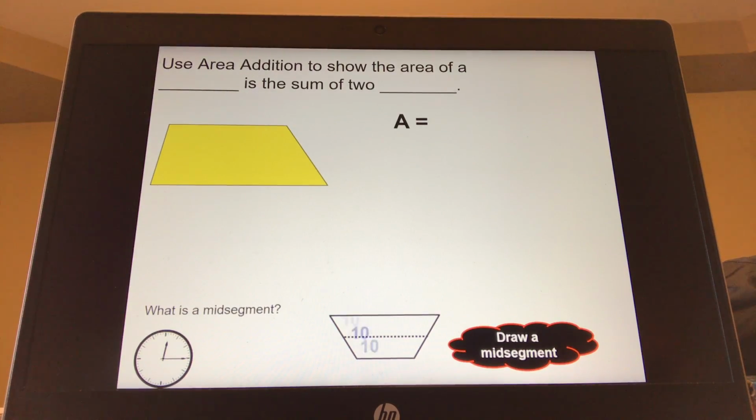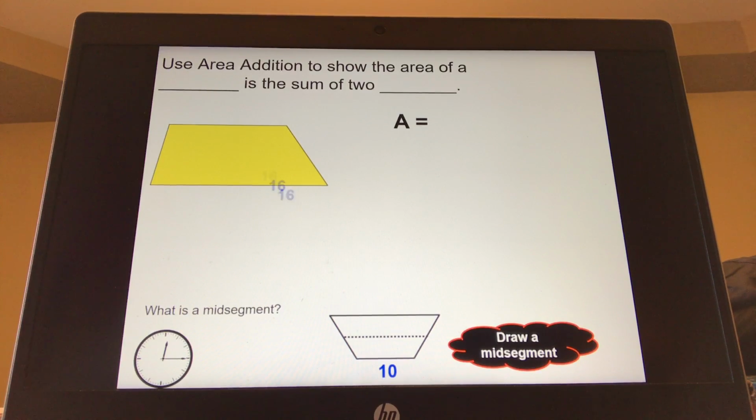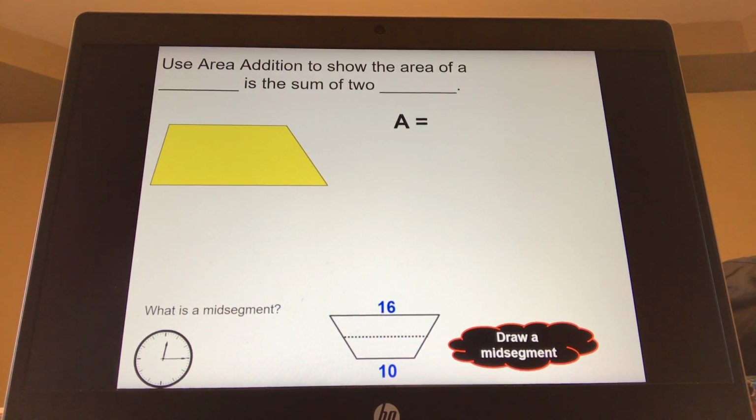There's something interesting about mid-segments. I'm going to put some numbers on here. Let's say that was 10 centimeters, and then the top base was 16 centimeters. I like to just ask this question in class. How long do you think that mid-segment is? And let people stew on that for about 30 seconds, and most people can figure it out. You know it's going to be more than 10 because it's higher up here, and you know it's going to be less than 16. Most people figure out it's going to be the number exactly in the middle.